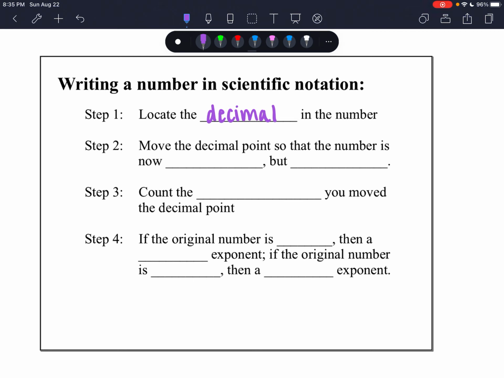Once I've located the decimal, I'm going to move the decimal point so that my number is now greater than or equal to 1, but still less than 10. And this is me writing that mathematically. It might be more helpful if you wrote that in words so that the number is greater than or equal to 1.